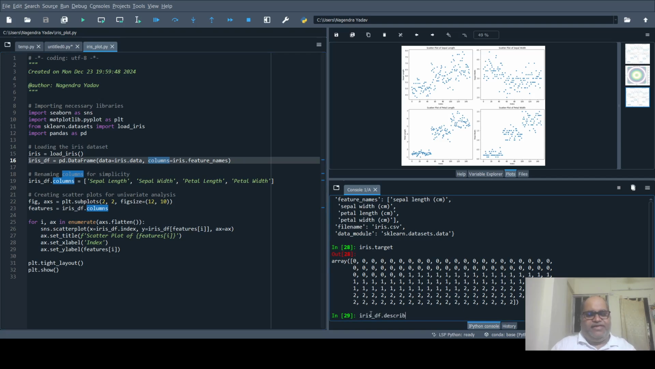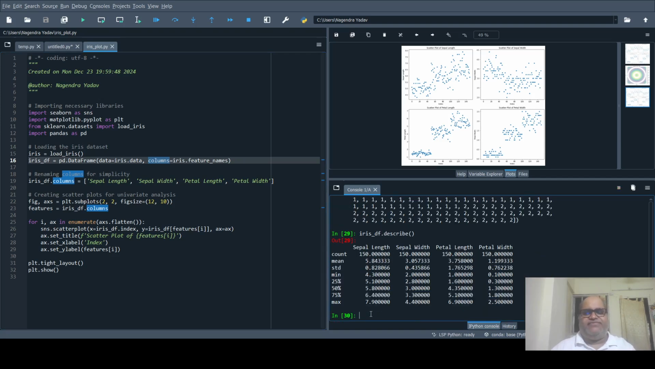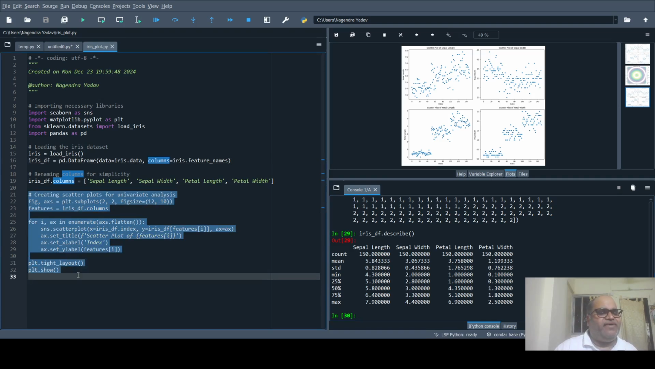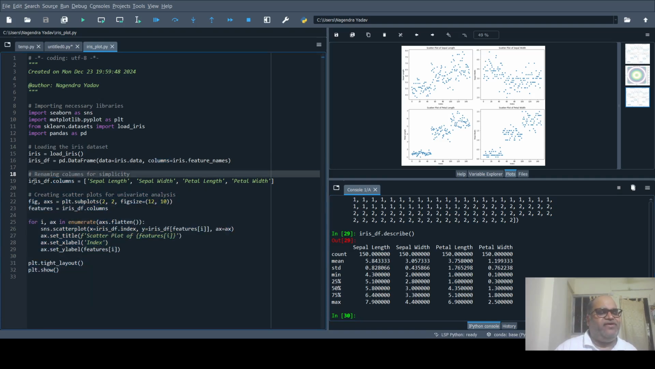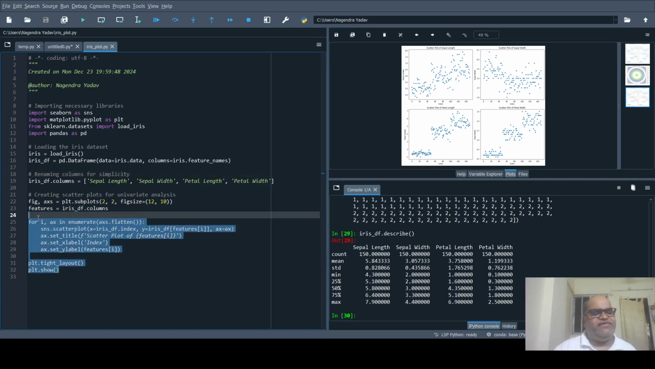You can try and see the basic description out there. Across these four variables, you can see the quantile, mean, max related details, and then we are setting up the visualization part. This is setting up the columns from the data, and then for each of these features, we have simply called sns scatter plot to visualize it, right? So you can see that in the diagram.